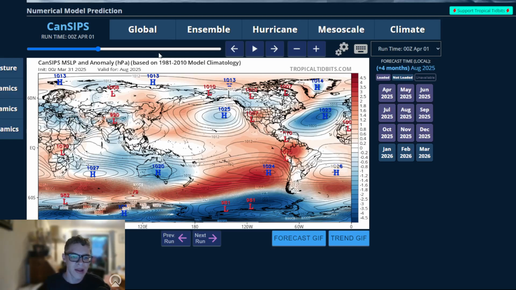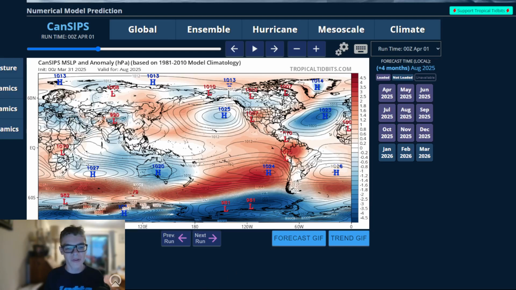But what I would say is, of course, it's experimental, but the models seem to be in some sort of agreement of some sort of low pressure to our west, which would enhance the chances of bringing in a southerly or southeasterly wind, which some of you probably enjoy, wouldn't you? And I probably would as well.